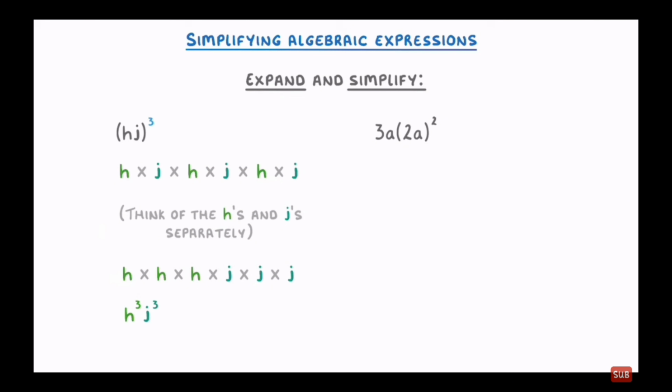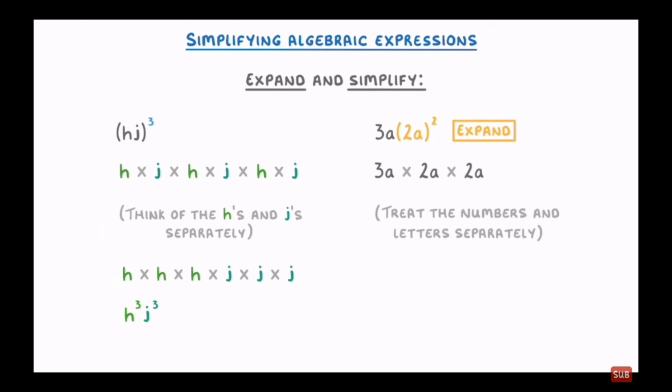For this last question, we've got 3a times 2a squared. The first thing we want to do here is expand these brackets. So we can change the 2a squared to 2a times 2a, leaving us with 3a times 2a times 2a. Next, we can do the same thing as usual and treat our numbers and our letters separately. So looking at the numbers first, we have 3 times 2 times 2, which is 12. And looking at the a's, we have a times a times a, which is a cubed. So overall, we've got 12a cubed.